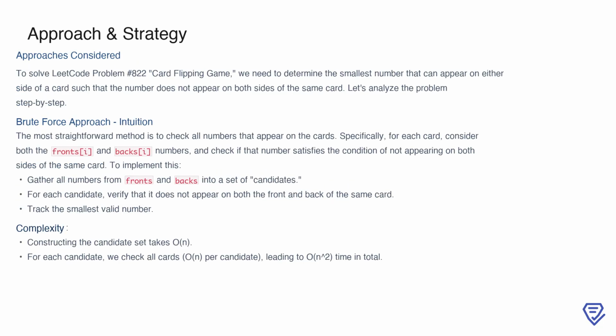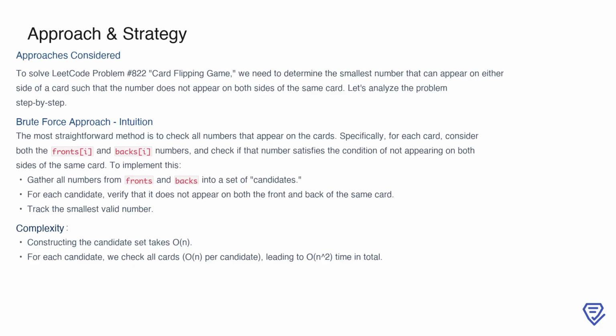To solve the card flipping game problem, we need to find the smallest number that appears on either side of a card, but which does not appear on both sides of the same card. A natural starting point is a brute force approach. Here, we consider every number that appears in the fronts and backs arrays as a potential candidate. For each candidate number, we verify whether it satisfies the condition of not appearing on both sides of a card.